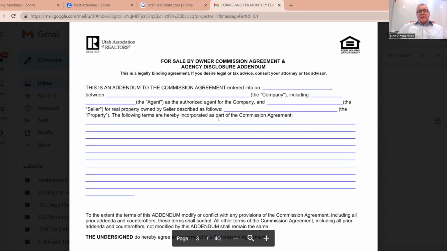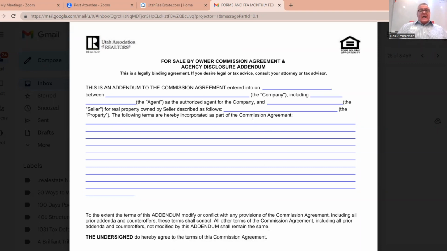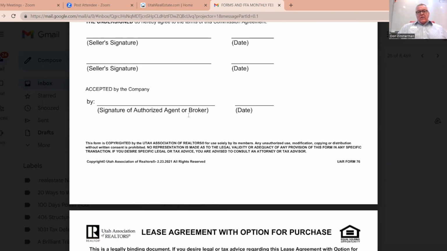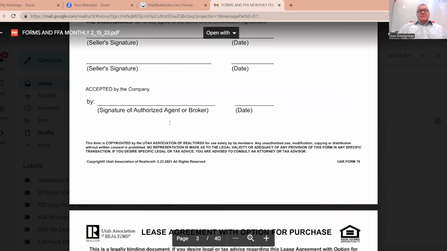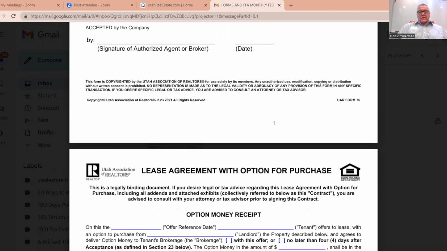Here's the addendum: for sale by owner commission agreement and agency disclosure addendum. So if you need to do an addendum to that agreement, please use the proper form. These are all in the MLS library, okay? Okay, so that's the addendum. Again, signature of authorized agent or broker. If this said signature of broker, then you would need to send it to your broker, okay?